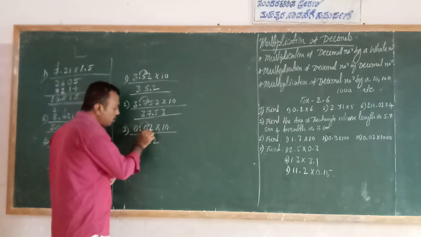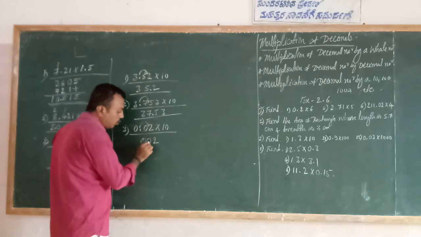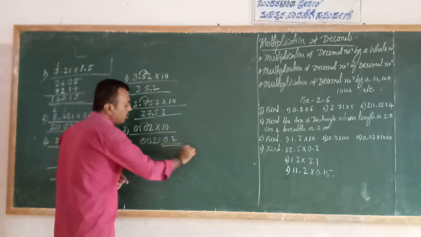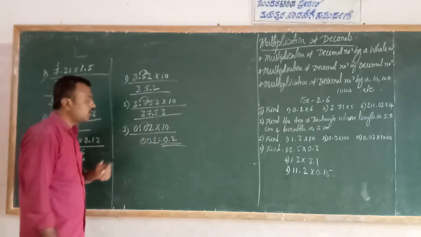The point comes in between 0 and 2, that is, between the 0 and the 2. So the double 0 is there, nothing will happen. Only one 0 has to be left out. So 0.2 is the final answer. You understood? So like this you have to multiply.